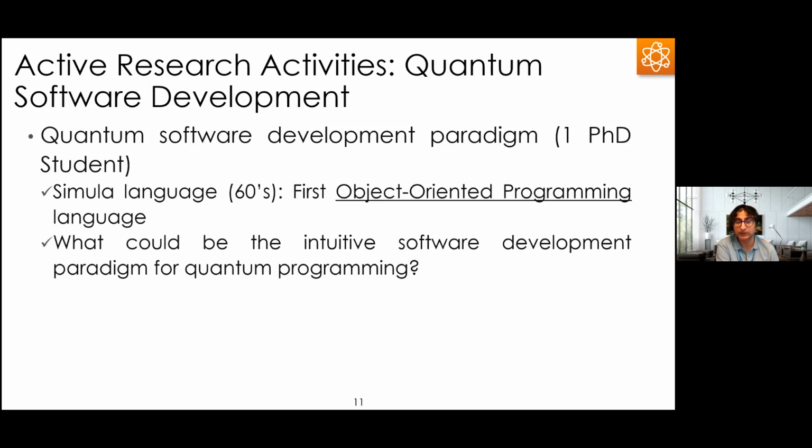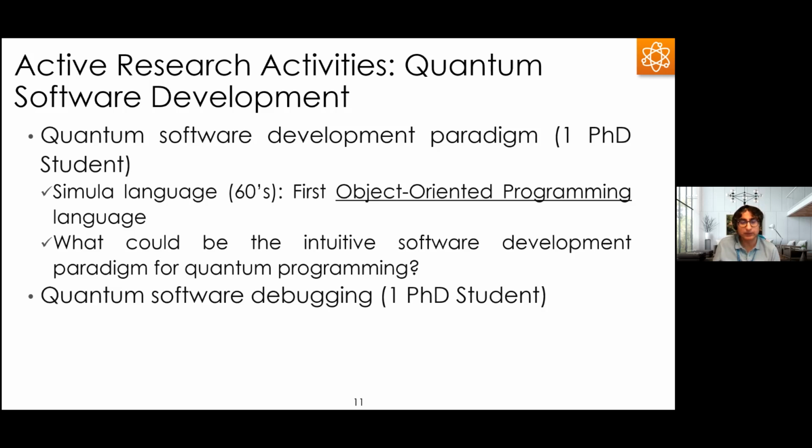Maybe we have some libraries and so on as well, but we are still at a very low level. So can we think about some programming paradigm that will help us to write programs more efficiently and without problems and errors in the code? This PhD student is going to work on the development of this paradigm. And then we have one student who will work on debugging.